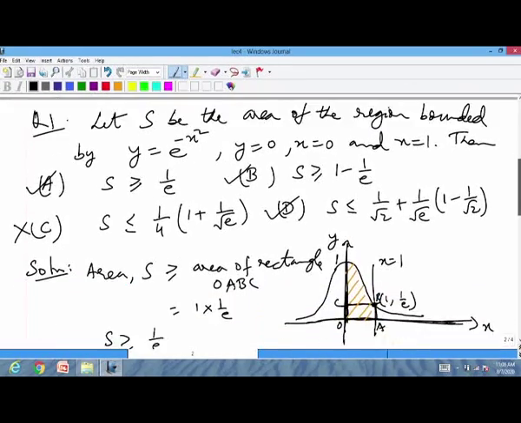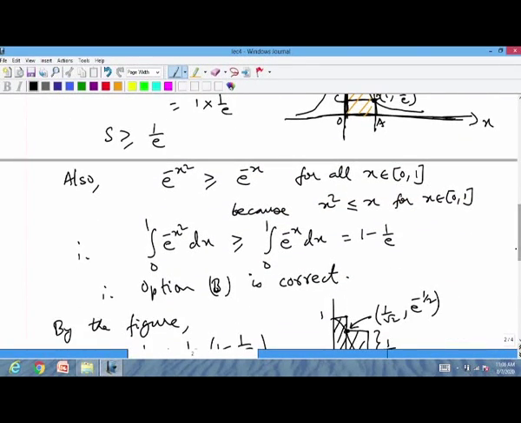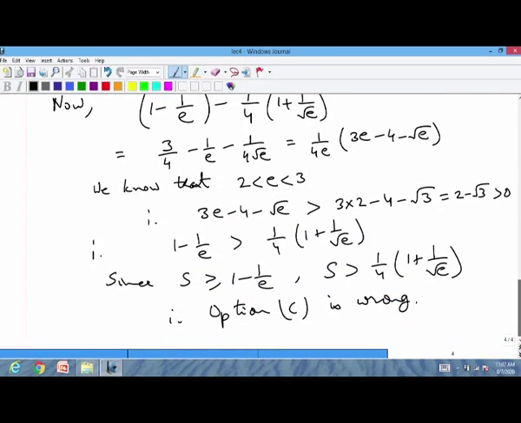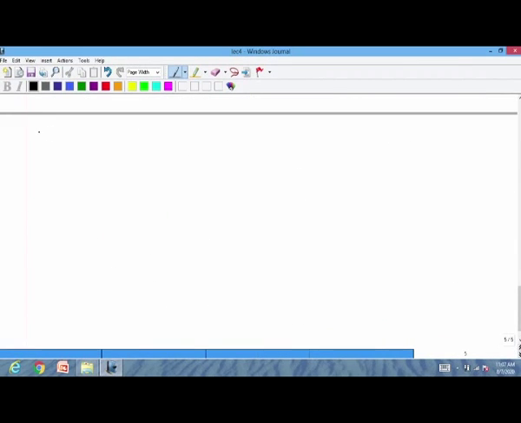Here you should note that this integral, e to the minus x square dx from 0 to 1, is not possible to evaluate exactly. So, therefore, you have to use these inequalities; you cannot calculate the exact value of this integral. Now, let us move to the second problem.